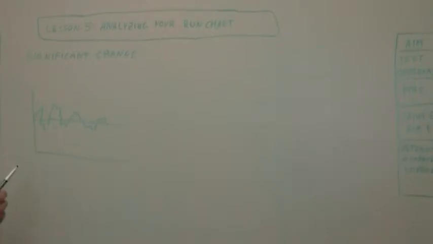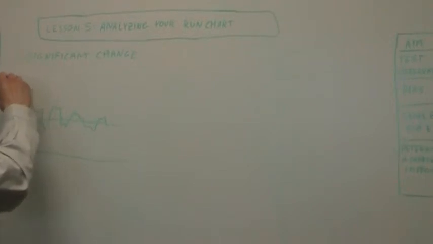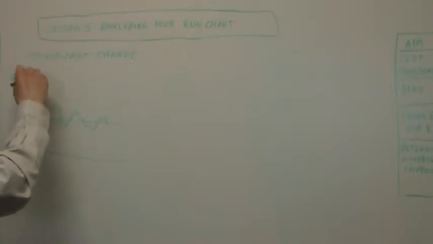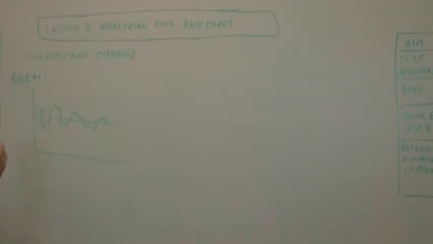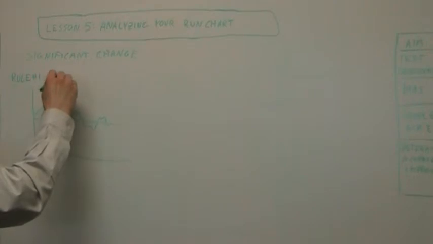You may see on your run chart some data points that appear, to the naked eye at least, to be an improvement. But the thing is, you can't be certain that it is a statistically significant change in your data. Fortunately, there are 2 simple rules that indicate a significant change has taken place. So rule number 1. Rule number 1 states that 5 consecutive points increasing or decreasing indicates a change.